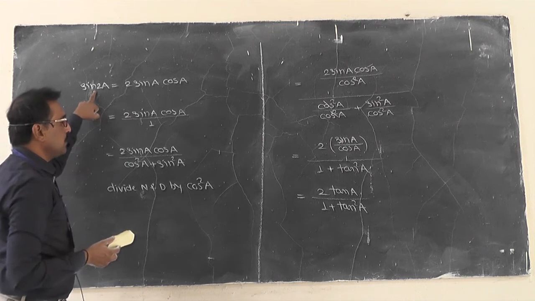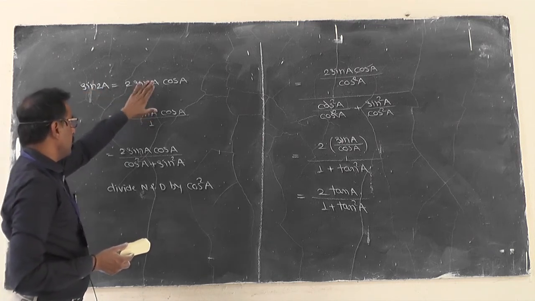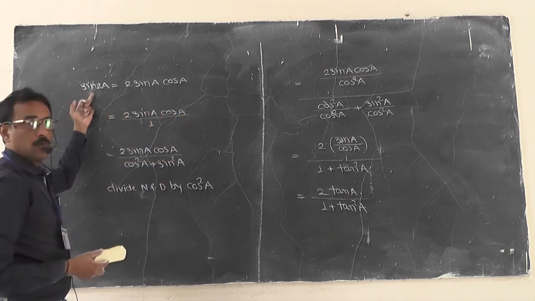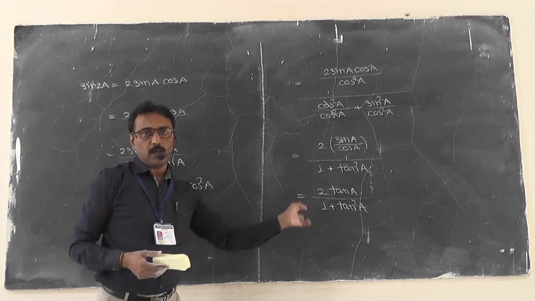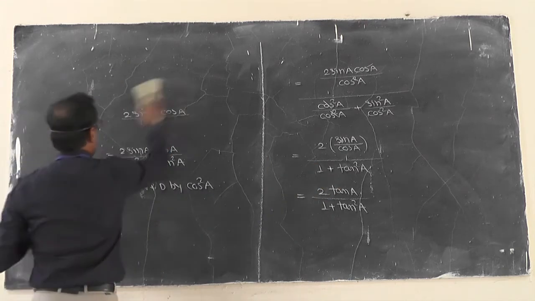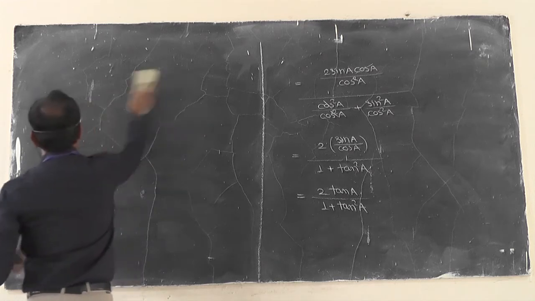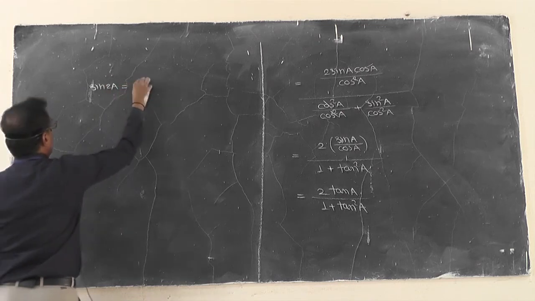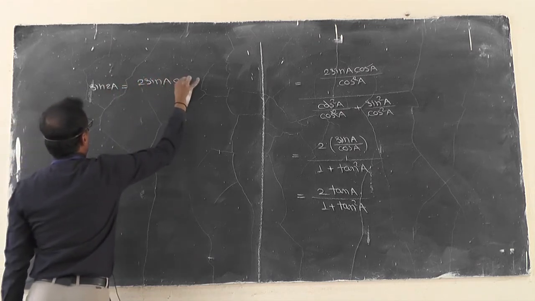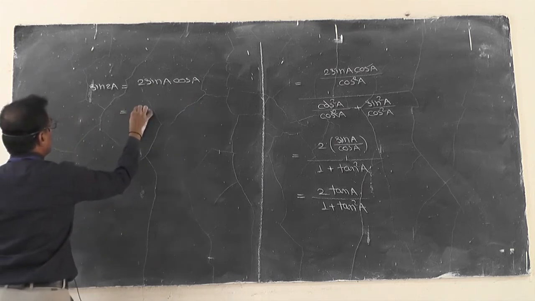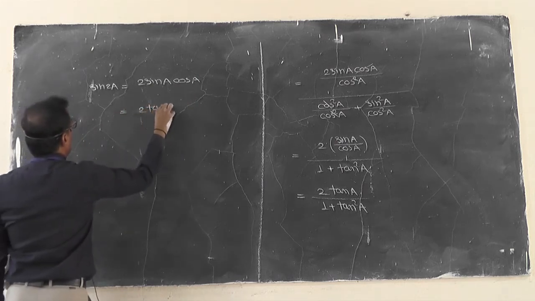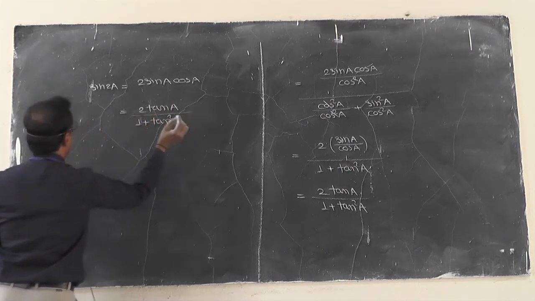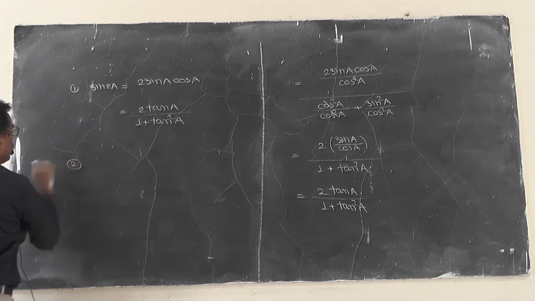What is the formula for sin 2a? Originally it is 2 sin a cos a, but this is modified and we are getting a new formula for sin 2a. And what is the formula for sin 2a now? Sin 2a can be written as 2 tan a upon 1 plus tan square a. So we are getting this result. What is your very first result? Sin 2a is 2 sin a cos a first. The second one is 2 tan a upon 1 plus tan square a. I have proved just one formula.